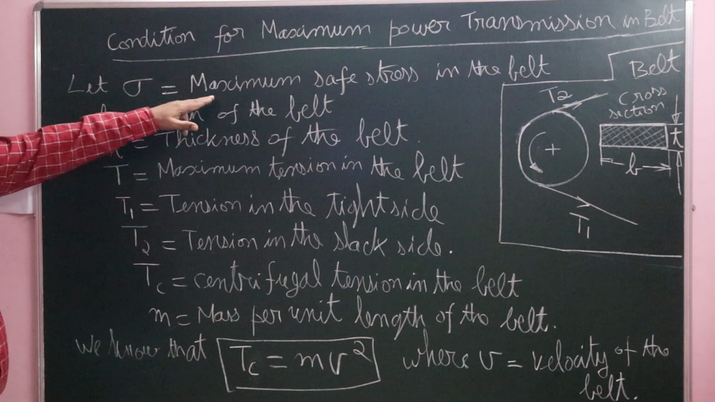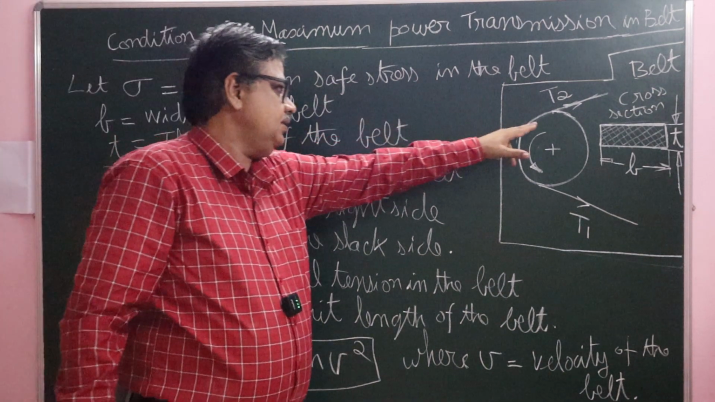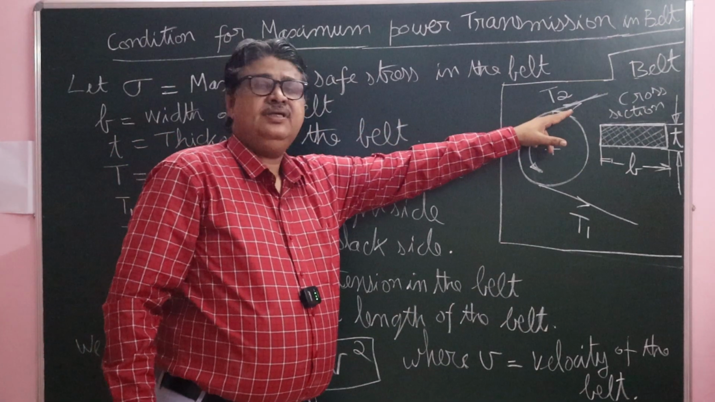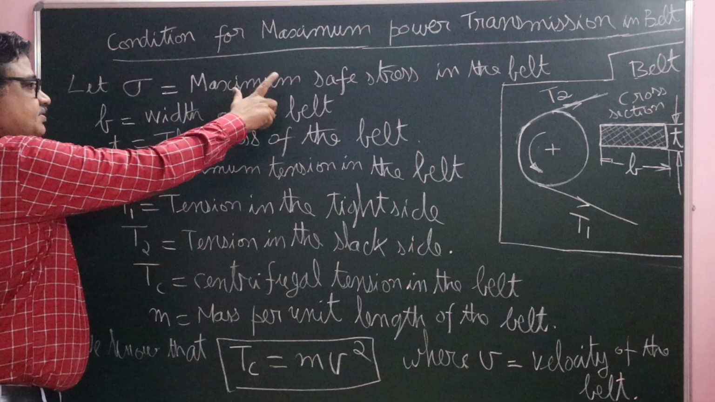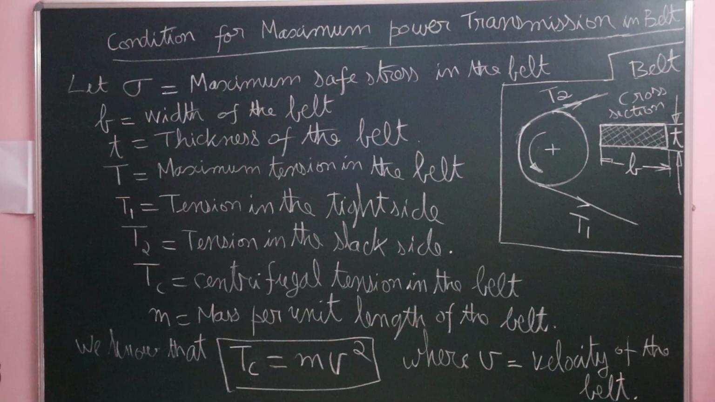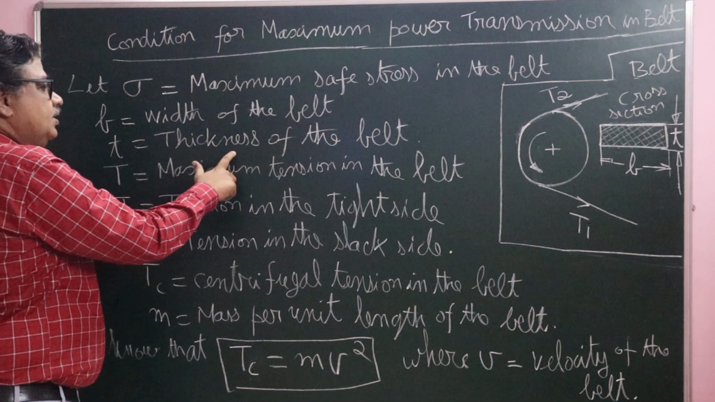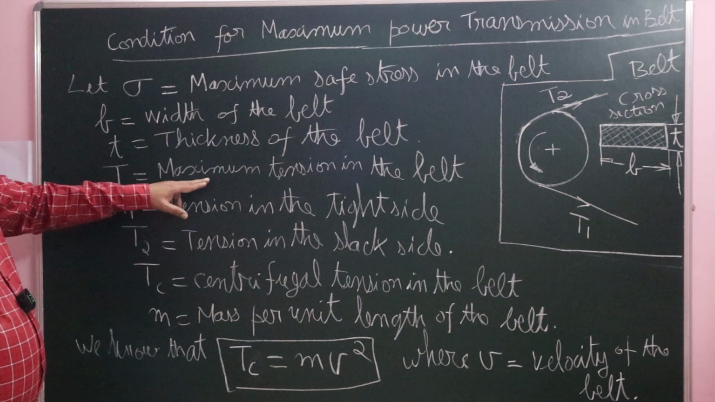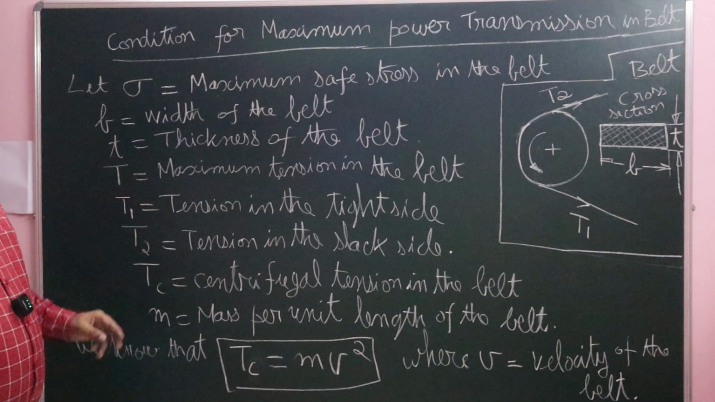Let sigma equal the maximum safe stress in the belt, because the belt is subjected to tensile stress. b equals the width of the belt. t equals the thickness of the belt. Capital T is equal to the maximum tension in the belt. We will see what the maximum tension is.